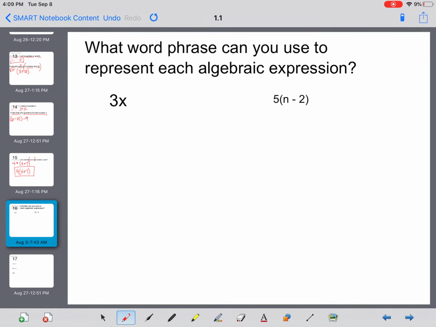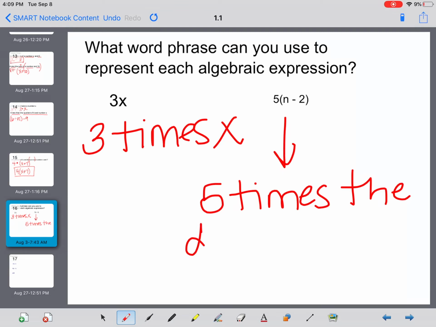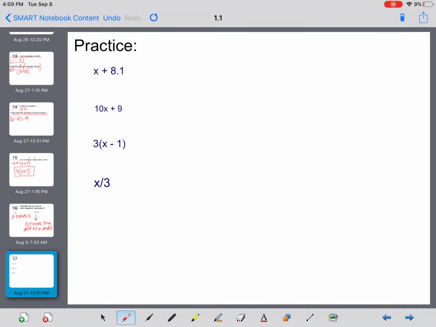Okay, now they're going to switch it around on you and give you the math sentence, and they want you to write the words. There are a lot of different options, but as long as your words make sense with the math phrase, it will be good enough. So 3 times x, we could actually just write 3 times x. How about this one? 5 times the difference of n and 2. Go ahead and try these 4 on your own.